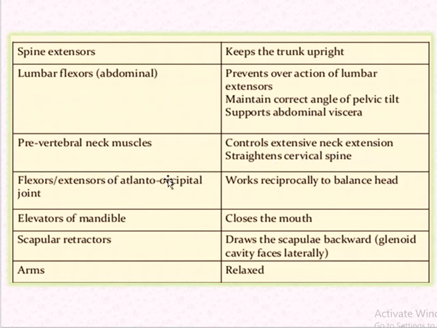Flexors and extensors of the atlanto-occipital joint work reciprocally to balance the head, because as you know, there is the occipital protuberance. You can call it the C0 vertebra, and C1 is the atlas vertebra, and the joint between them is the atlanto-occipital joint. Elevators of the mandible close the mouth. Scapular retractors draw the scapula backward, which means the glenoid cavity faces laterally and the arms are relaxed.